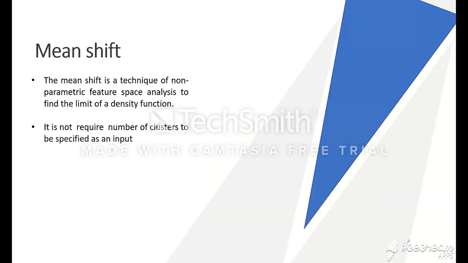Mean shift is a local homogenization technique of non-parametric feature space analysis to find the limit of the density function. It is very useful for damping, shading, or tonality differences on localized objects. It does not require the number of clusters to be specified as an input.